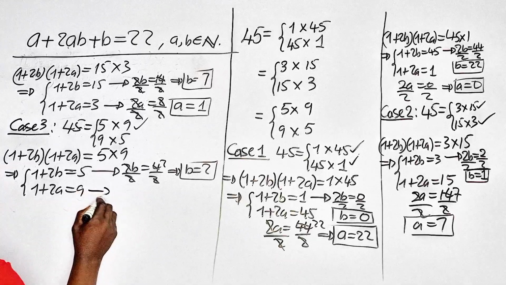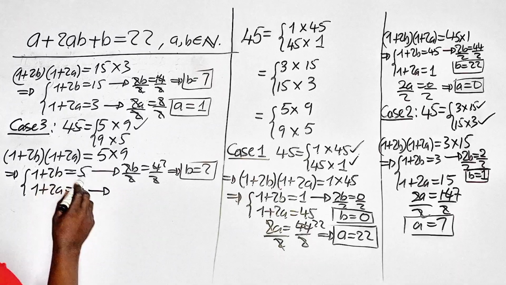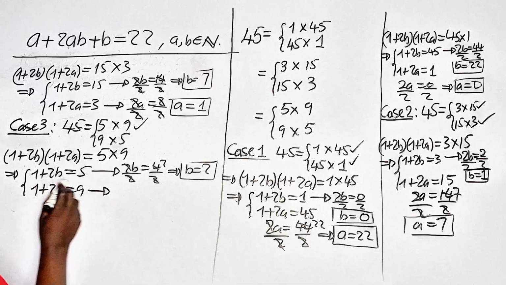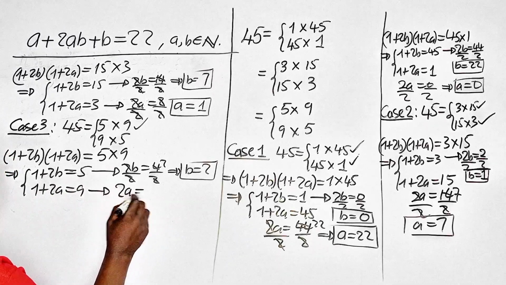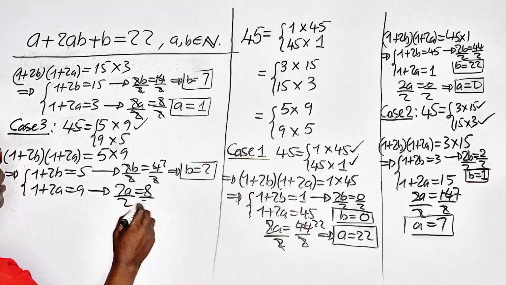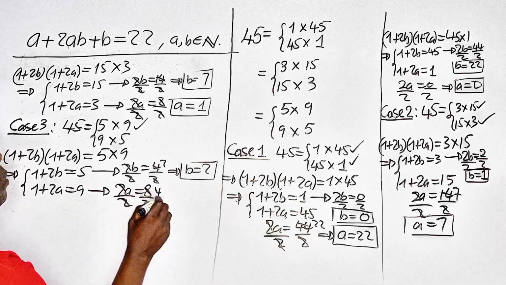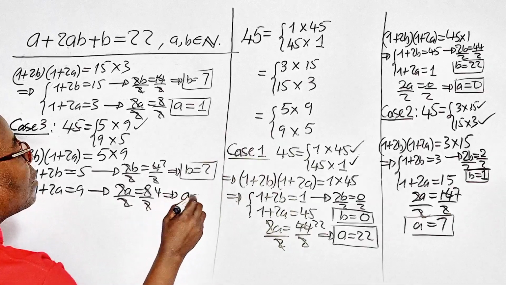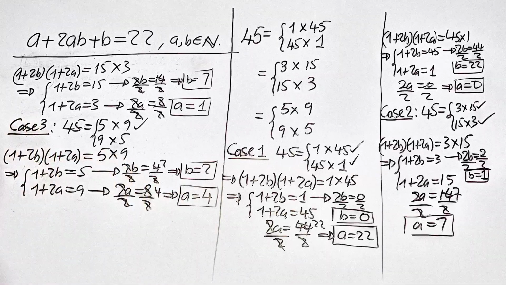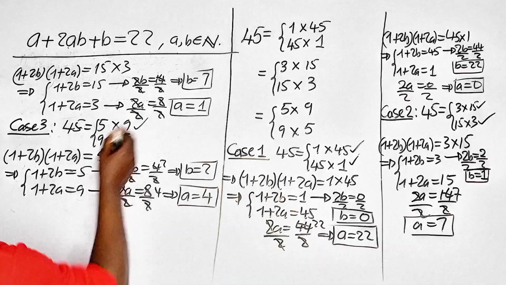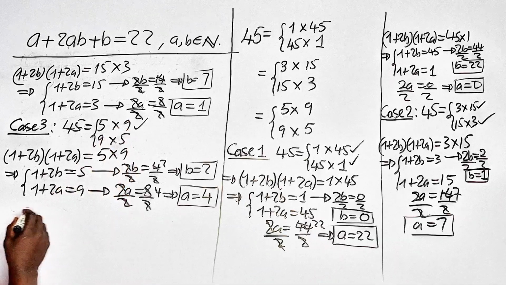Now let's solve this other one. Take 1 from the left hand side to the right hand side. This is positive 1. Going this way it will become minus 1. So it's 9 minus 1, which is 8. So we have 2a is equal to 8. If we divide both sides by 2, we see that a is 4. Okay, this is the first situation of case 3. Now what about the second situation?